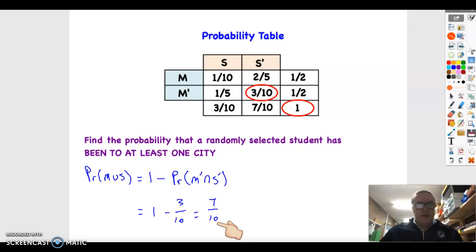And of course, we can also use the complement of the intersection. So the complement of the idea that they've been to neither city. In this case, we're just going to subtract that value from 1, and that will also give us the probability of the union. The probability that a student has been to at least one of those cities.